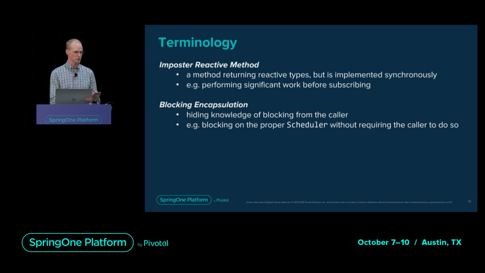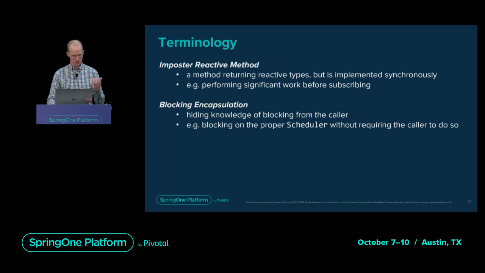And this is what I'm referencing in the previous slide about it being the method implementation's responsibility to make sure blocking is not done on the event loop. If you have all reactive methods and they all internally, at the lowest level, whenever they're making a blocking call, schedule that work on the appropriate scheduler, then that method has properly encapsulated blocking. If you allow that blocking knowledge to escape that reactive method, then you haven't encapsulated it, and you're requiring that all the callers do something about it. So blocking encapsulation, good. Imposter reactive method, bad.